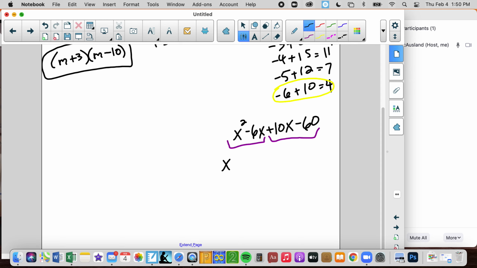I'm going to factor out an x, and that gives me x minus 6. I'm going to factor out a 10, and that gives me x minus 6. I'm going to pull out the x minus 6, and that leaves me with x plus 10. That's a horrible 6. Minus 6. Good.